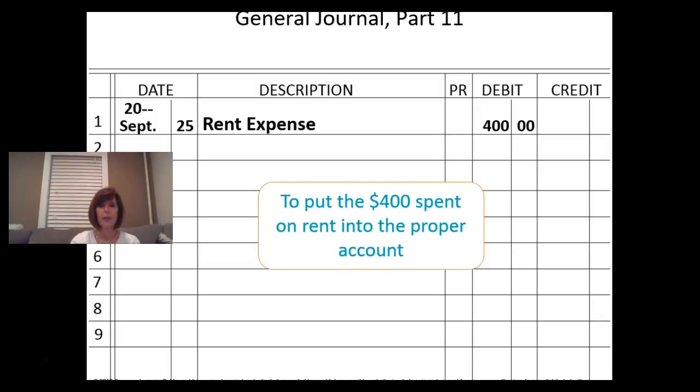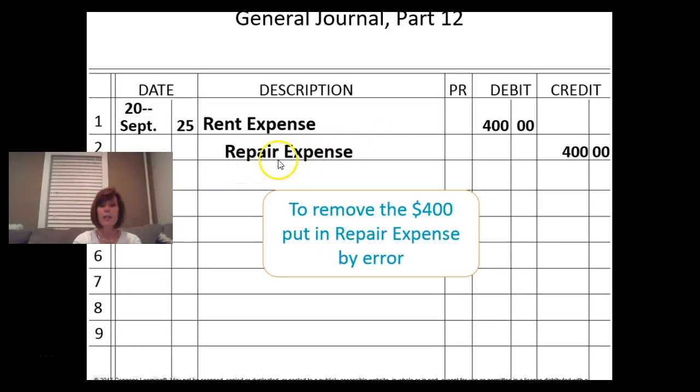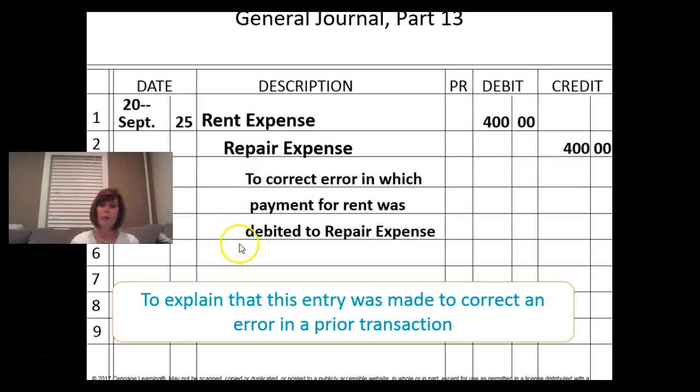So we're going to now leave the original entry alone. We're not going to cross anything out, but we're going to go in, and now we've discovered this on the 25th. We're going to enter the rent expense for the $400. And now we're going to credit it from the repair expense because we need to get it out of the repair expense. We're not going to touch our cash at this point. This is just going to correct our error. And then we're going to write why we've had to do it so that everybody else can come in and laugh at us for having made a mistake.